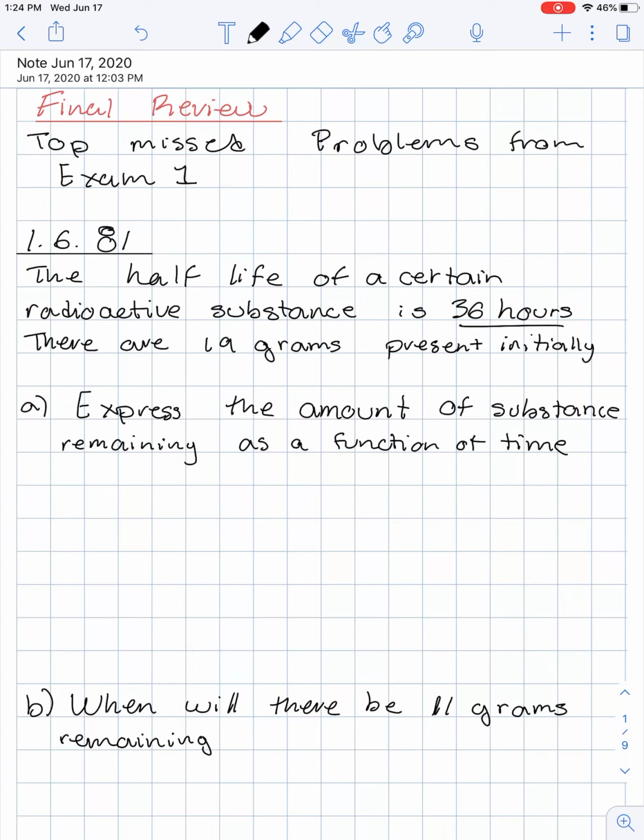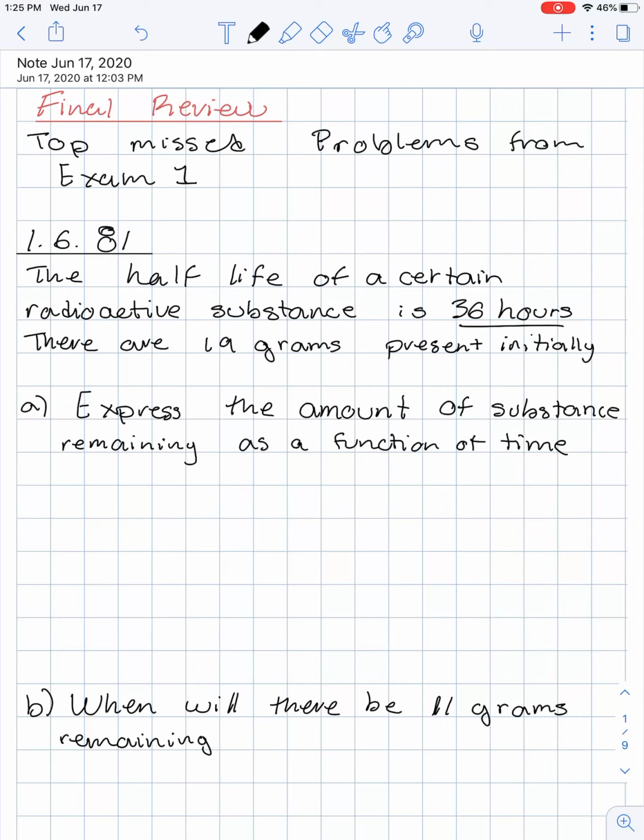Kidding. So I decided to choose 2 problems from each exam, and they are the most missed problems, either incorrect or with a lot of partial credit misses. Either people just didn't get it correct most of the time, or there were a lot of partial credit misses as well. Okay, so the first 2 are going to be from exam 1.